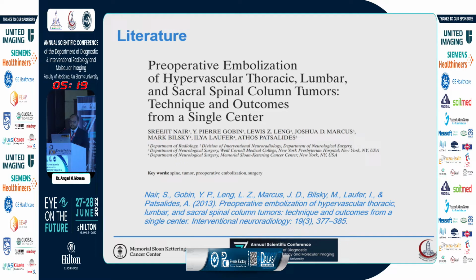Our study has shown, it's pending publication, that the mean blood loss is about 400 cc's compared to 1.7 liters, which is a very significant drop.